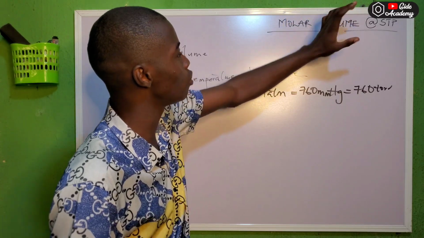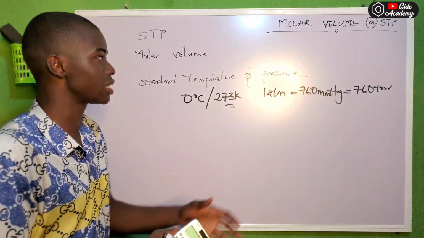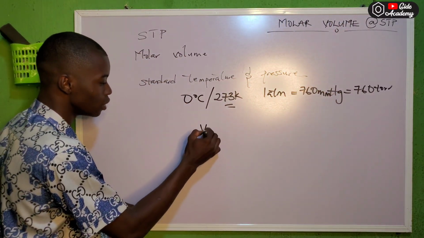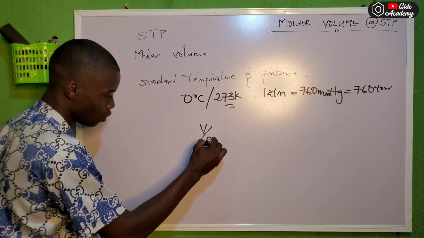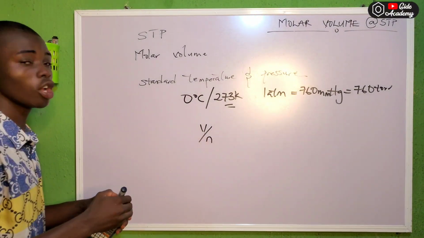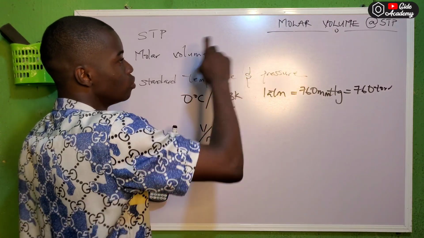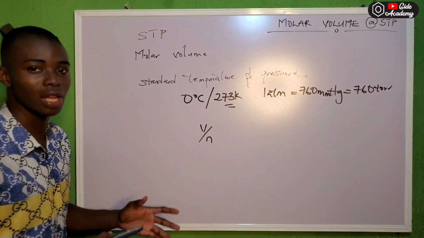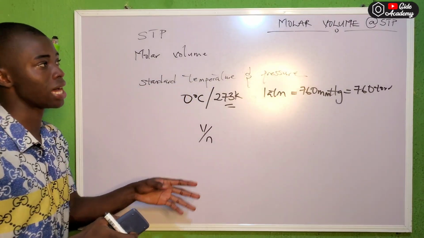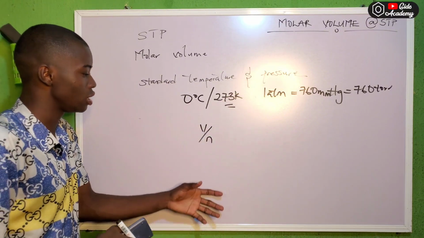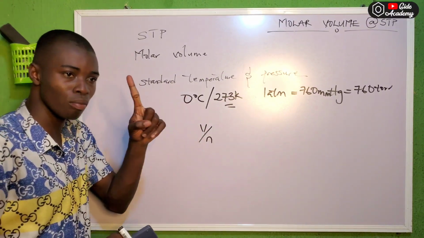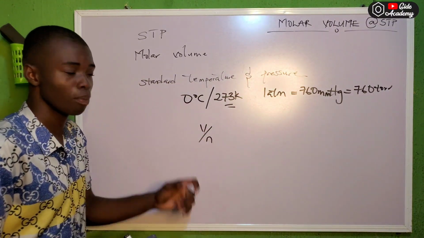So what is the molar volume of a gas? The molar volume of a gas is the volume that is occupied by 1 mole of a gas. So the volume that is occupied by 1 mole of a gas is what we call molar volume at STP. The molar volume of a gas at standard temperature and pressure is the volume of a gas that is occupied by 1 mole of the gas, which is volume per mole.